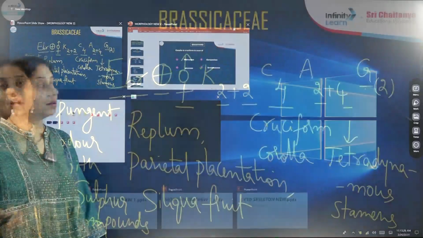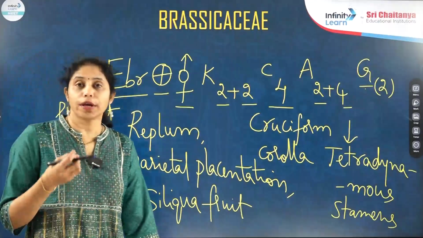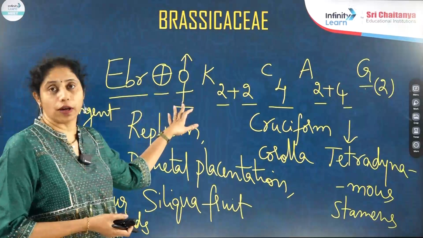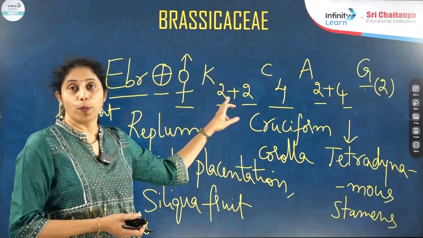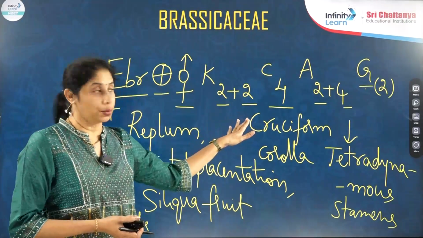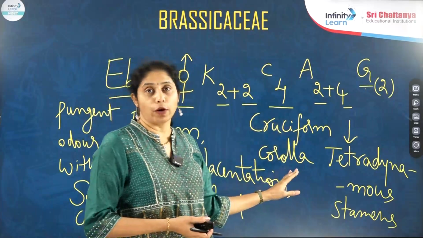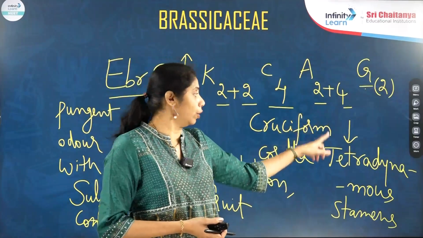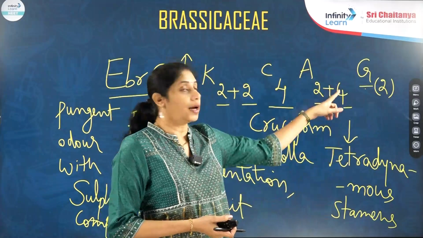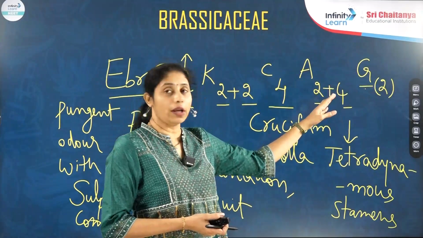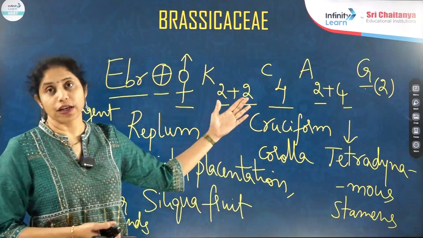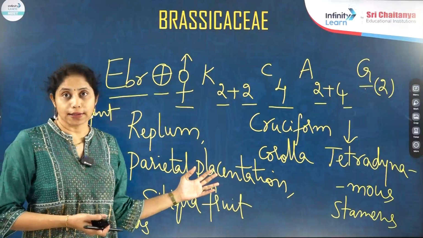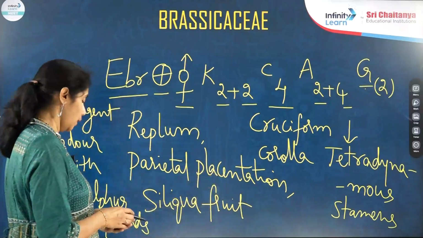So basically, the Brassicaceae family, it will be having the ebracteate condition, then actinomorphic bisexual flowers, and the calyx will be 2 plus 2, outer whorl 2 and inner whorl 2, and corolla will be cruciform corolla with 4 petals, and androecium with 6 stamens, 2 plus 4 in the tetradynamous condition, and carpels will be 2 with superior ovary, and they are fused, syncarpous condition. And these are the important diagnostic features of the Brassicaceae family. Let us see the next one.